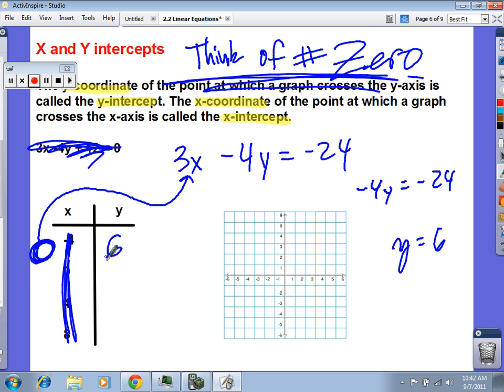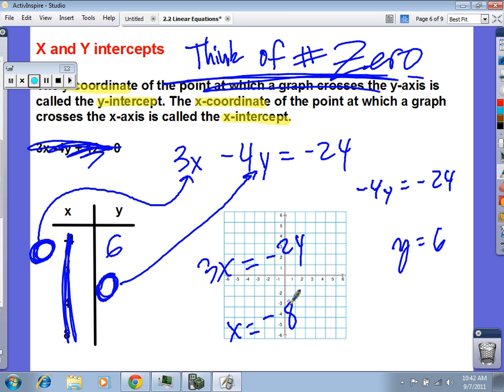Okay, now let's go the other way. Let's put a 0 for the y. 0 is your number. Let's plug 0 right here for y. What's the negative 4 times 0? So here's what you got: 3x equals a negative 24. Solve for x. What does x equal? Divide by 3, divide by 3. x is negative 8. Now, graph those 2 points.